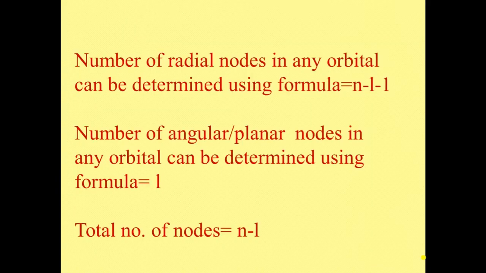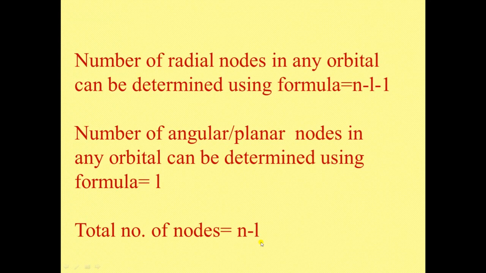So there are two types of node. One is radial node and the second one is angular or planar node. The formula to determine radial node is equal to n minus l minus 1 and the formula to determine angular or planar node is equal to l. If you want to determine the total number of nodes, then you have to add these two nodes. It is equal to n minus 1.